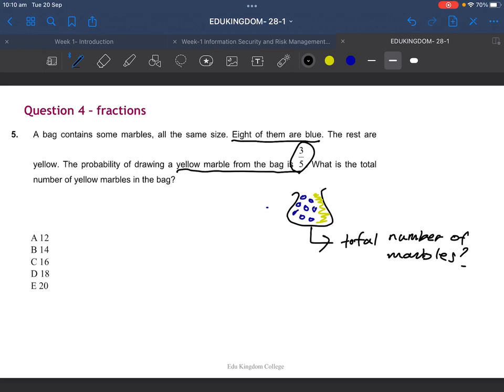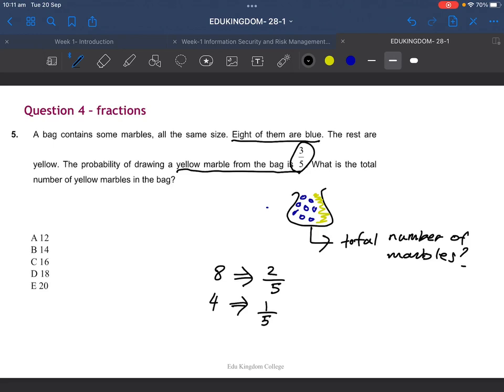Well, we know 8 of them are blue, but we also know that 8 happens to be 2 out of 5. Do you see what I did there? If the probability of drawing a yellow marble is 3 out of 5, then the probability of drawing a blue marble must be 2 out of 5. And so if 2 out of 5 corresponds to 8, then 1 out of the 5 marbles, and remember this is talking in fractions, is going to be 4.